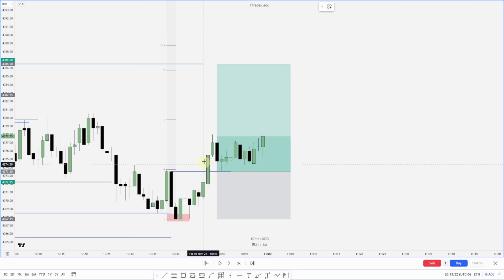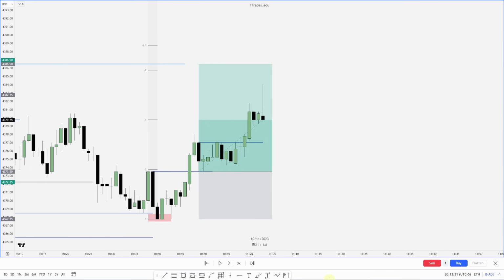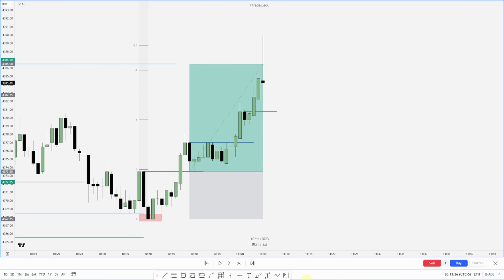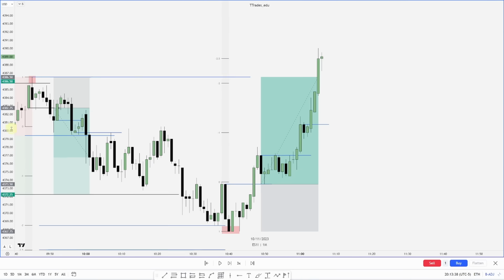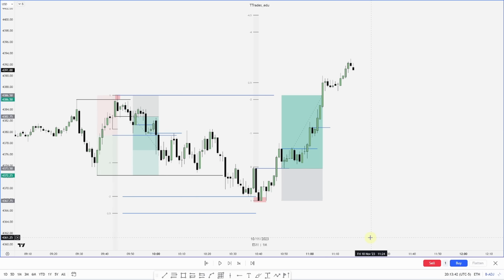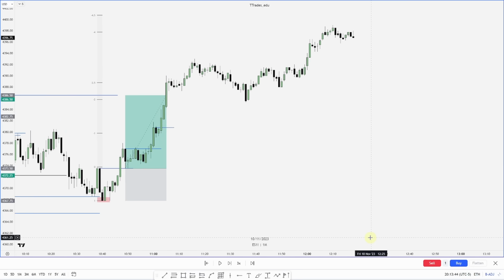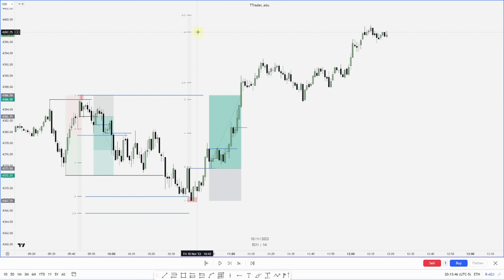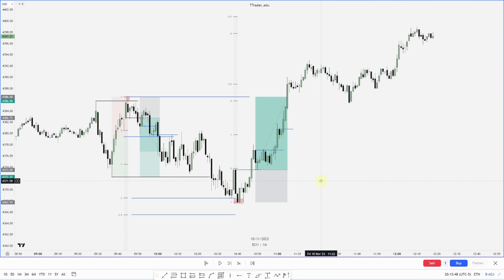Now what I'm focusing on is a close over this down close candle. So now that it closed over that, it is also a valid order block. So I'm looking for that to support price. And we go reach that high, and let's see how far we go. You can see we consolidate, but we do end up hitting that -4 standard deviations.